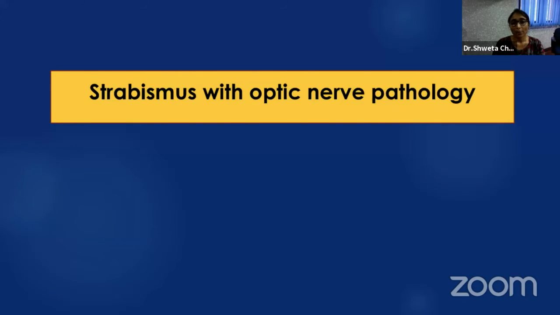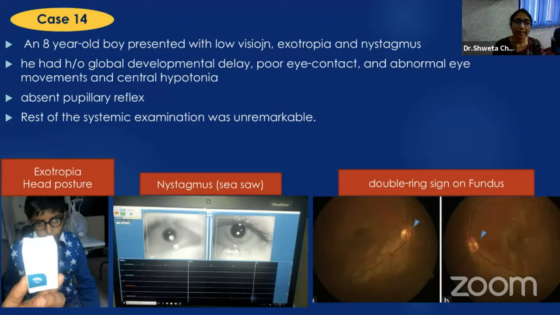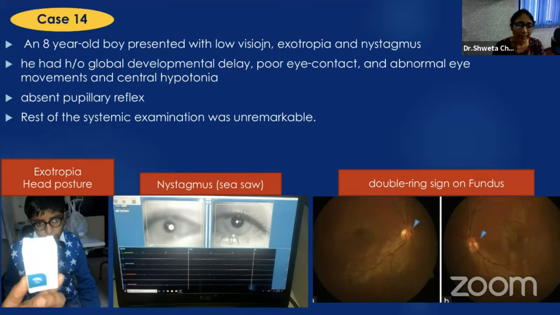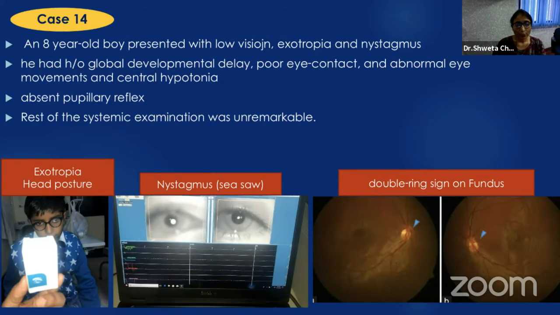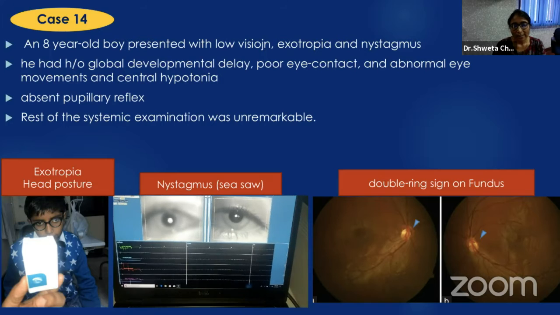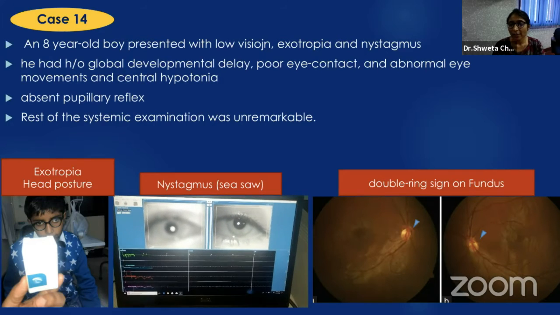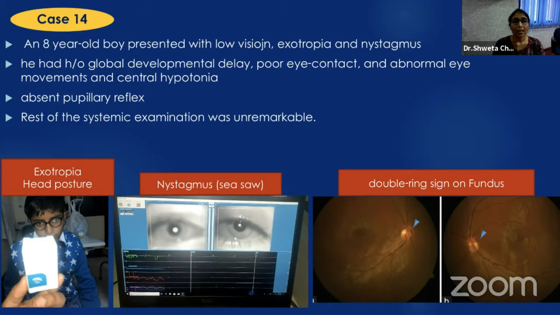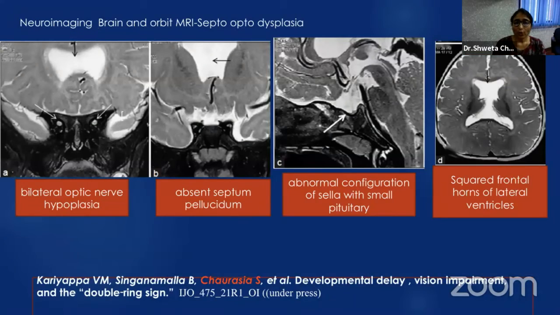Now, strabismus with optic nerve pathology. Here is a case, an 8-year-old boy presented with low vision, exotropia and nystagmus. He had a history of global developmental delay. Here it is showing exotropia with head posture, and there was a seesaw nystagmus, and there was a double ring sign on fundus. Neuroimaging showed bilateral optic nerve hypoplasia, absent septum pellucidum.